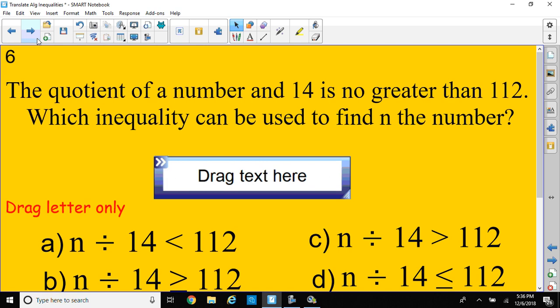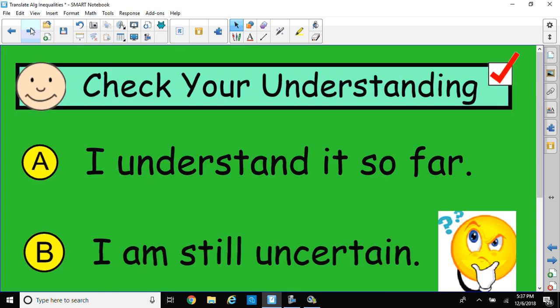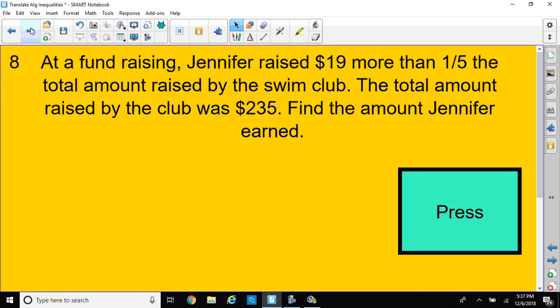The quotient of a number and 14 is no greater than 112. Which inequality can be used to find the number n? That's another good question. I'll leave you to figure that out. We can check that out in school. Check your understanding. You can watch the video. I'm going to try one of these other questions.